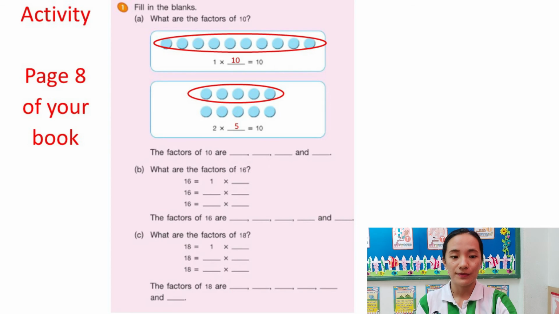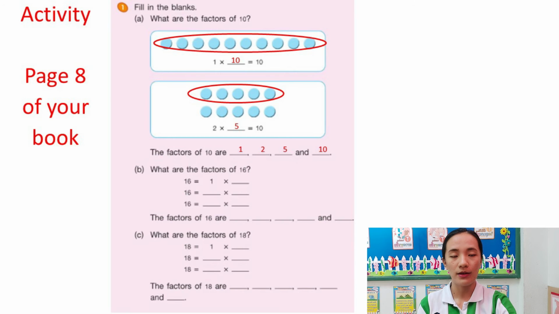The factors of 10 are blank, blank, blank, and blank. So, what are those numbers? It is 1, 2, 5, and 10. Letter B.